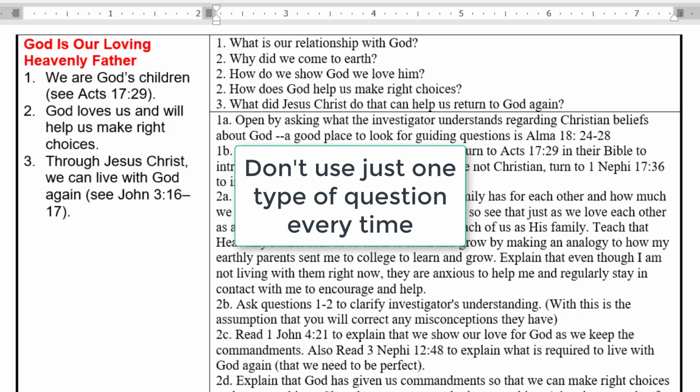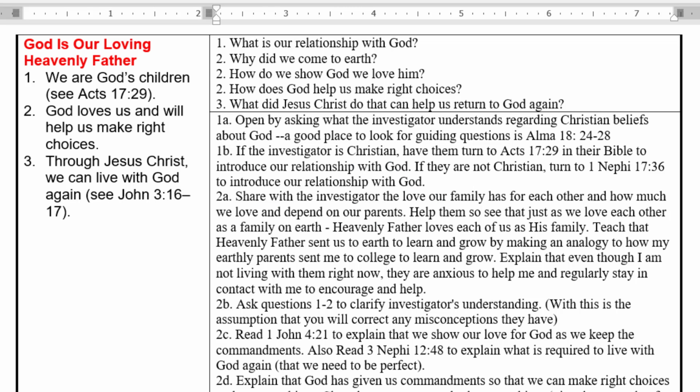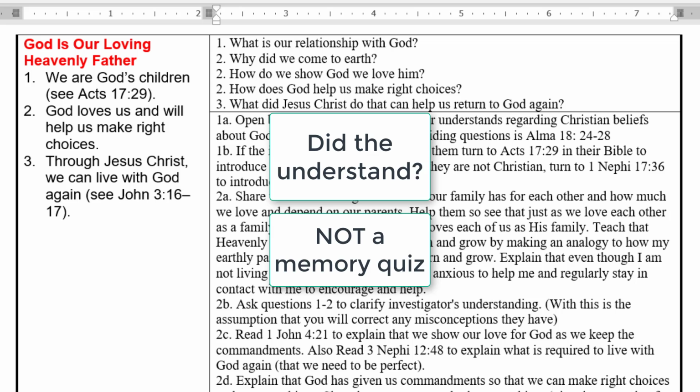But don't fall back on this regularly, as it will show a lack of effort and thought and creativity going into your questions. Also, if the investigator can answer your question correctly and you still have no idea if they understood the sub-principle, then the question is simply not specific enough. Remember, these questions are supposed to help you see if they understood. They are not to quiz them to see if they remember all the sub-principles. Therefore, you shouldn't try to see if they remember everything, rather see if they understood everything that you taught.